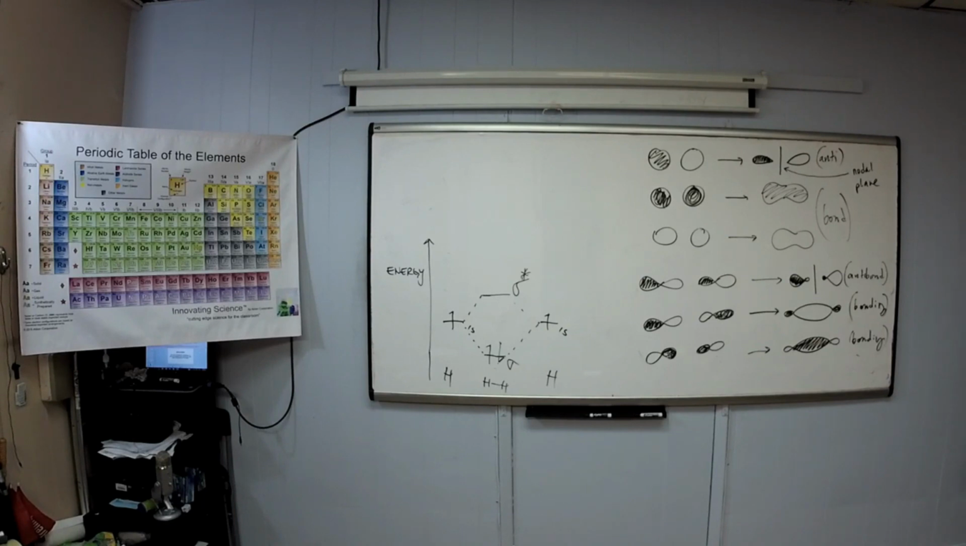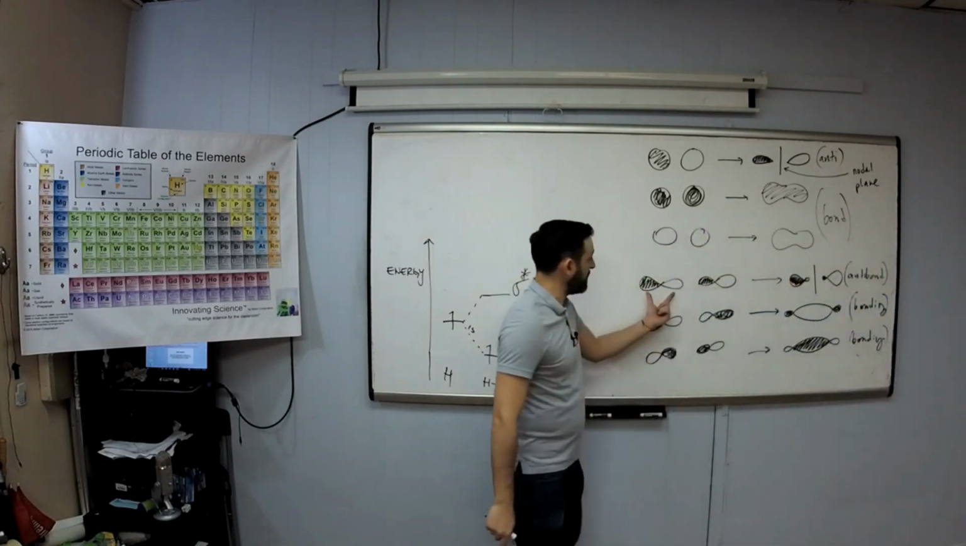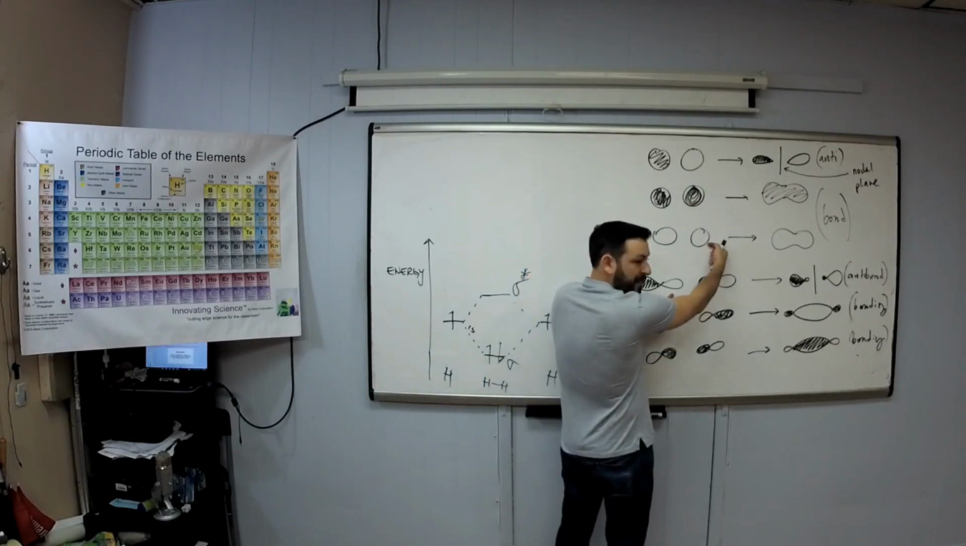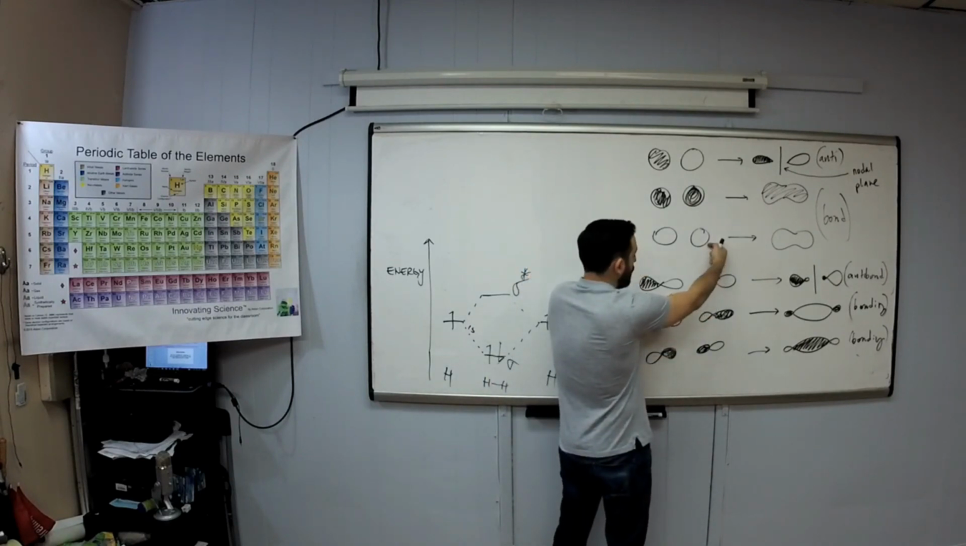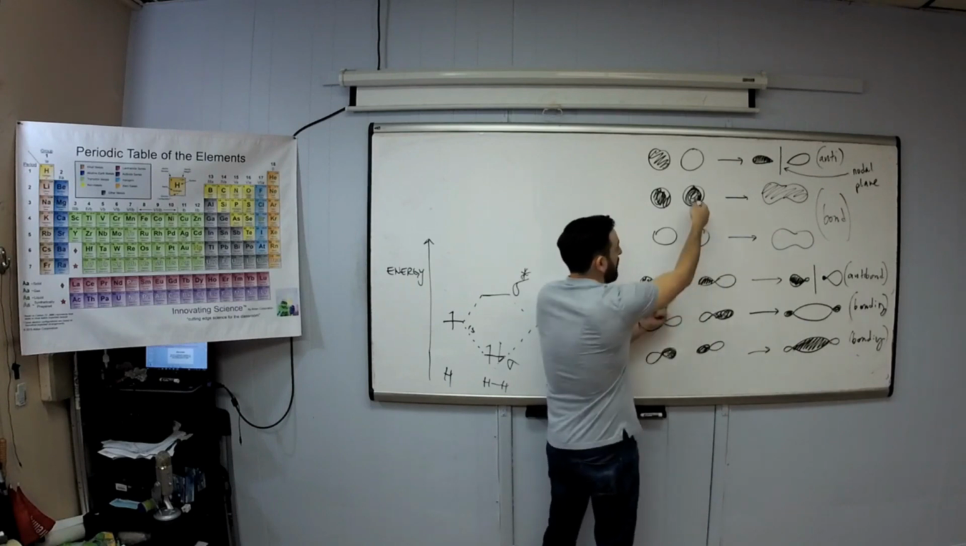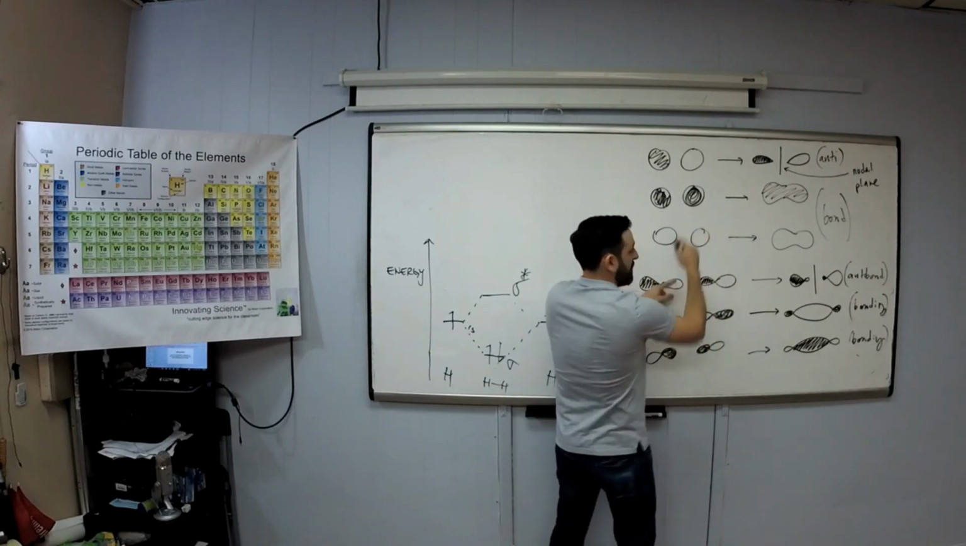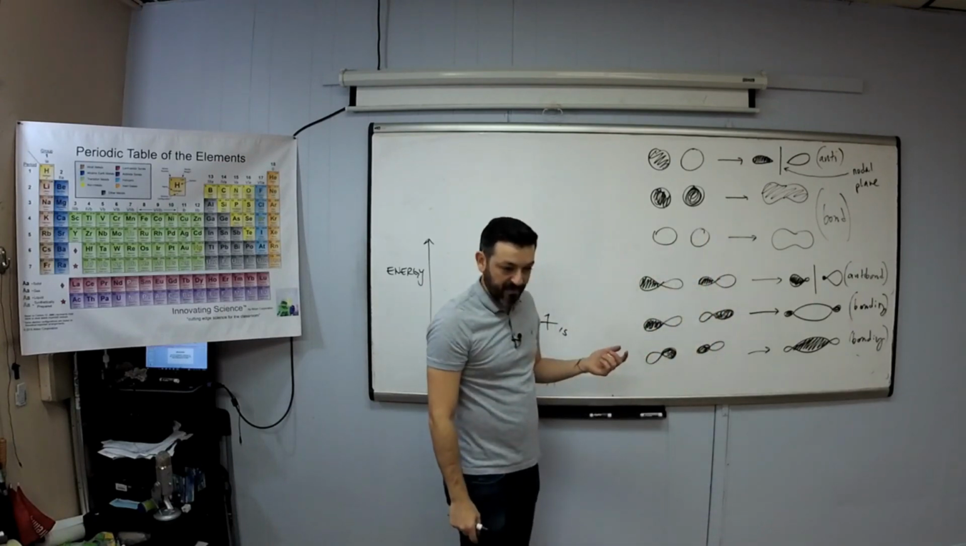These are not all of the cases of s orbitals and p orbitals, because these are all the cases of the same kind, ss or pp. We could also think of cases of s mixing with p. So what would you get if this approached that? That would be bonding, right? What would you get if this approached that? That would be anti-bonding, right? In this direction, if this touched that, that would be anti-bonding. Do you see that?